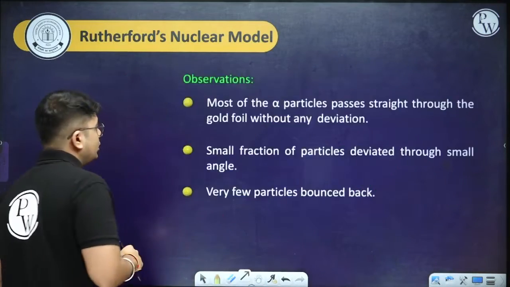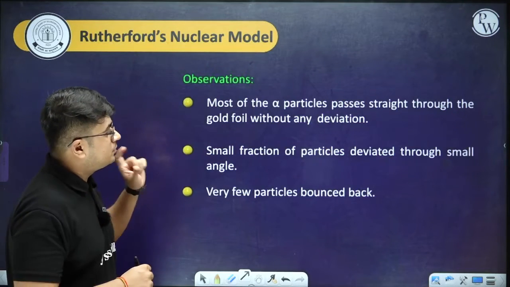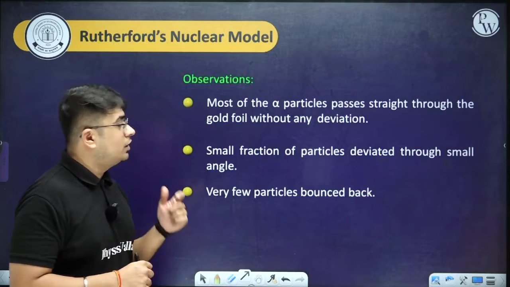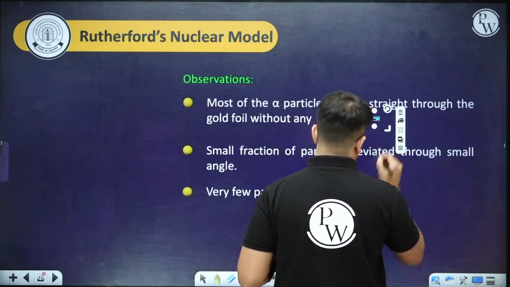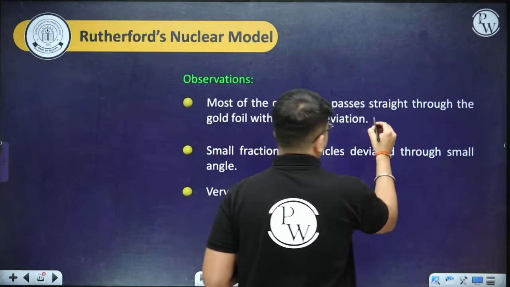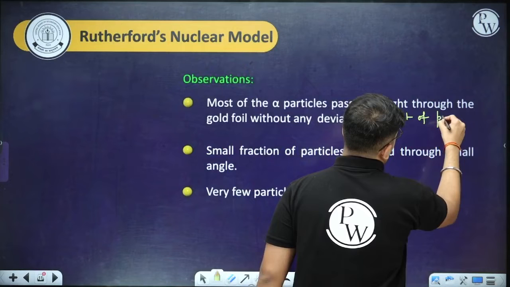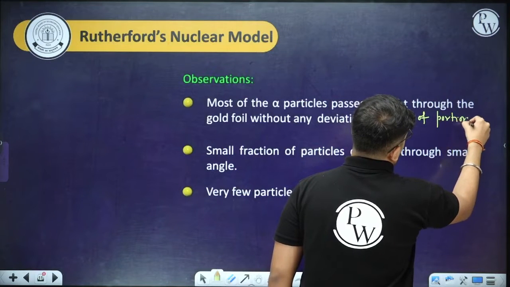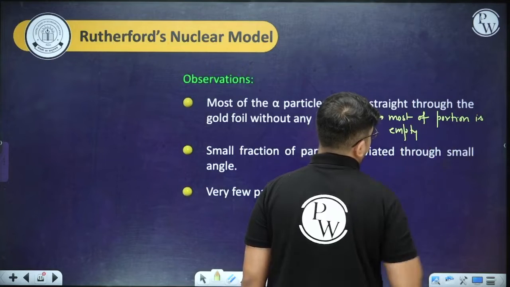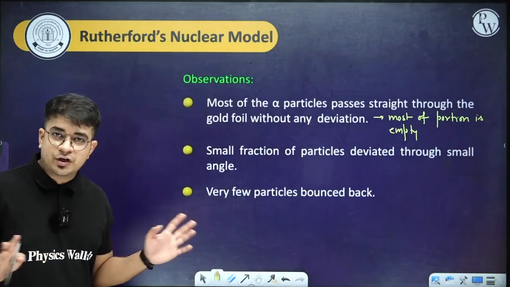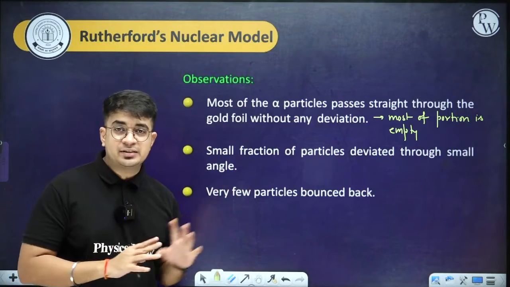Now if I talk about the points, observations were very clear that most of the alpha particles pass straight through the gold foil without any deviation. It means the entire part is hollow. We can say most of the portion is empty. If the deviations are actually straight, there is no deviation, it means most of the portion inside the atom is empty.